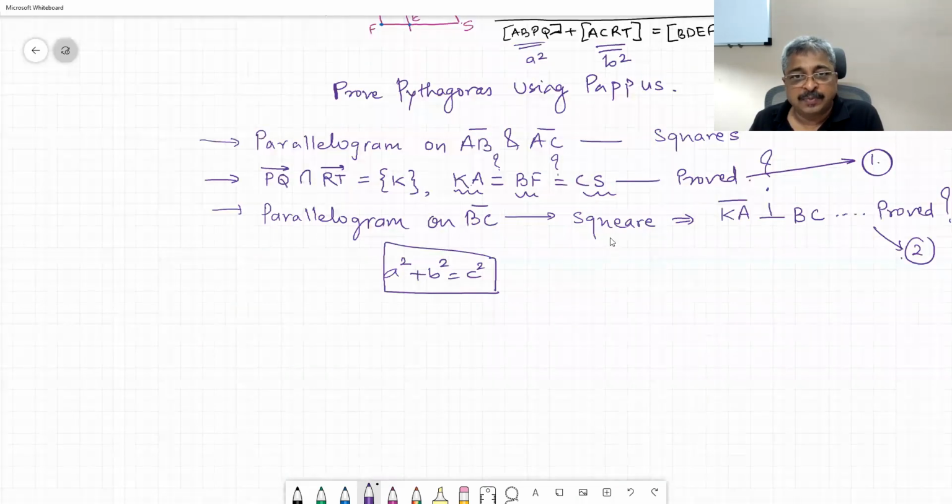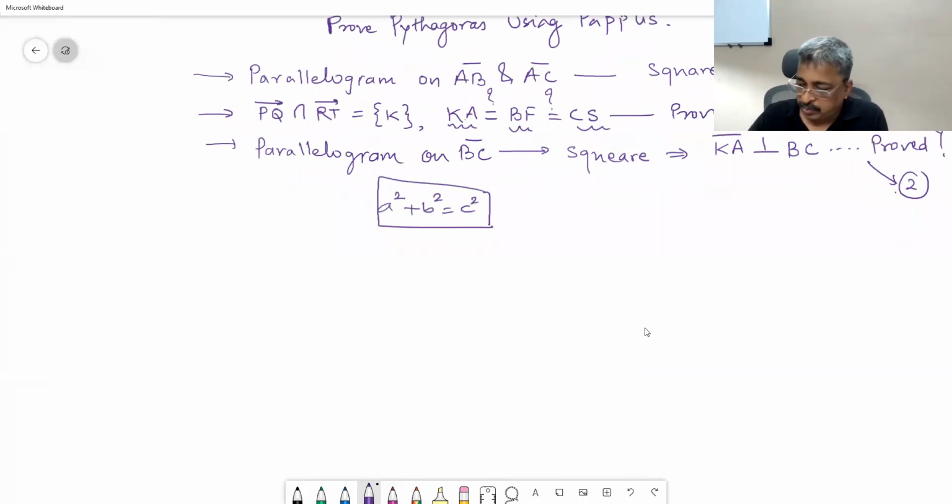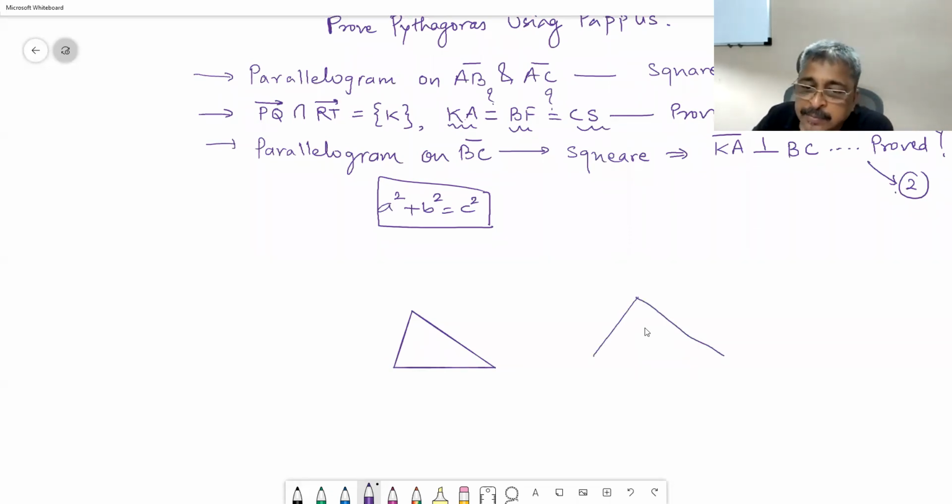Let us finish this very quickly now. If it is a Pythagoras configuration and we are supposed to draw a right angle at A, good.